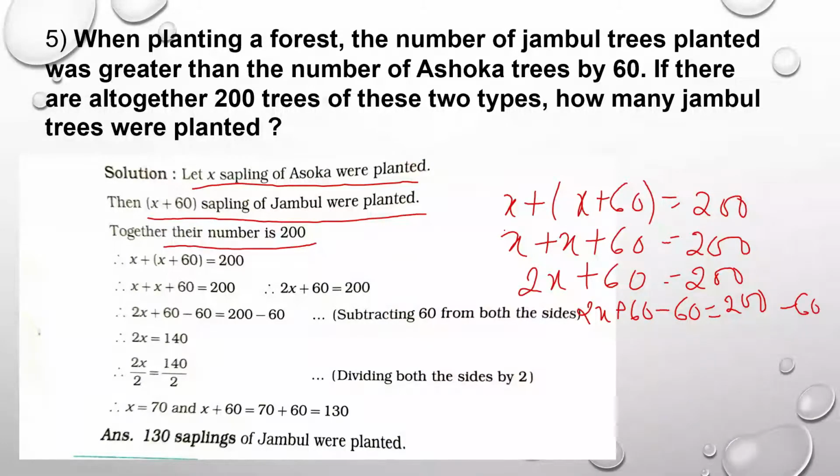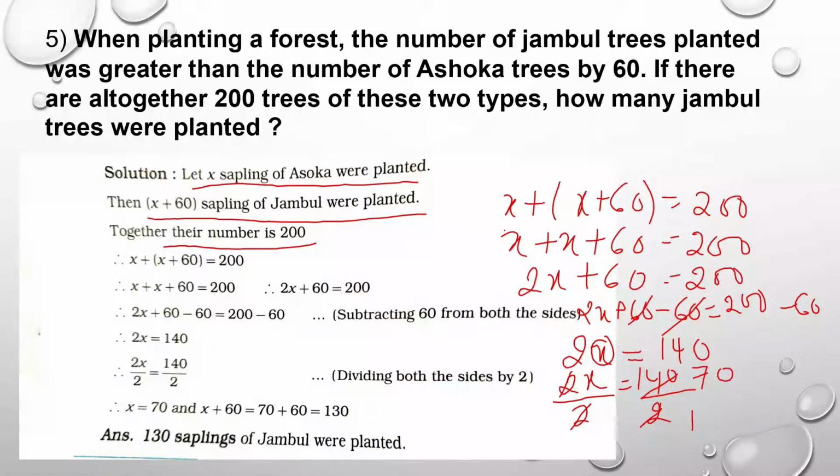So the plus 60 and minus 60 will become 0. So 2x is equal to 200 minus 60, which is 140. Now we have to find the value of x. So dividing both the sides by 2, the 2 and 2 will get cancelled. Here 2 ones are 2, 7 twos are 14, zeros are 0. So here x is equal to 70.